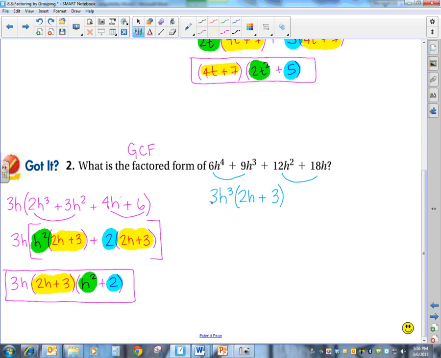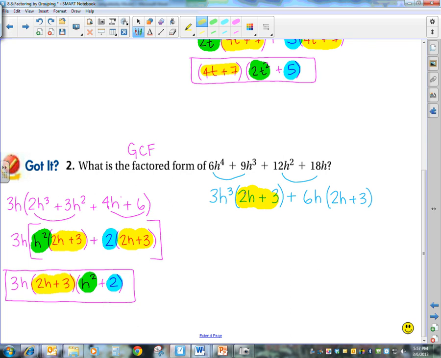So hopefully you can, again, check that. 3 times 2 is 6. 3 h's and an h gives me 4 h's. 3 times 3 is 9, h cubed. Alright, look at the last one. What do we have? 12h squared and 18h. 12 and 18 have a common 6. They both have an h. What's left is 2h plus 3. So as long as you find that greatest common factor, you will still have the same situation that we've had before, and that is you have a common binomial factor.